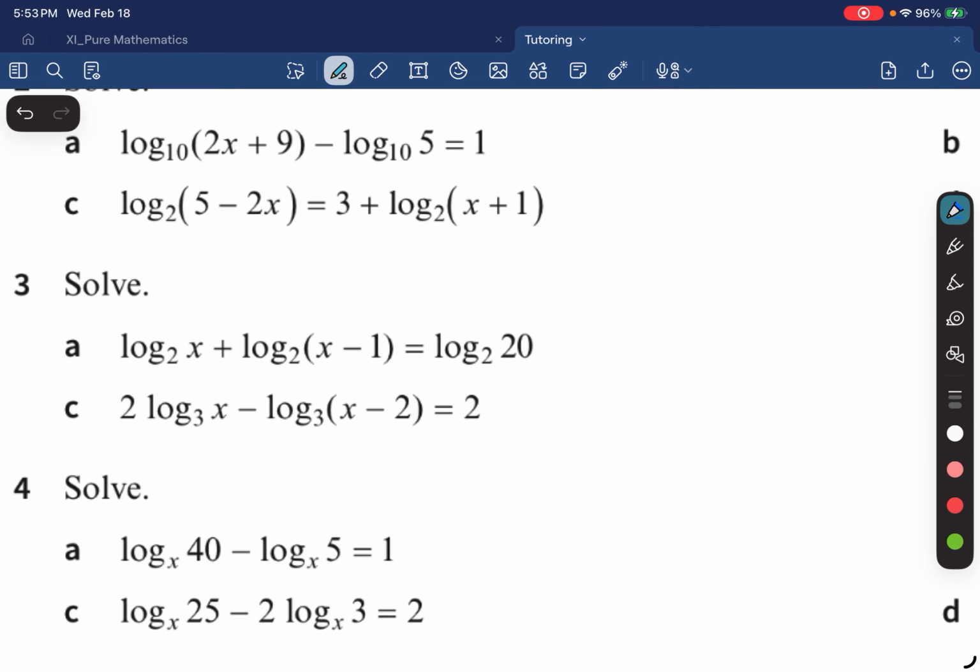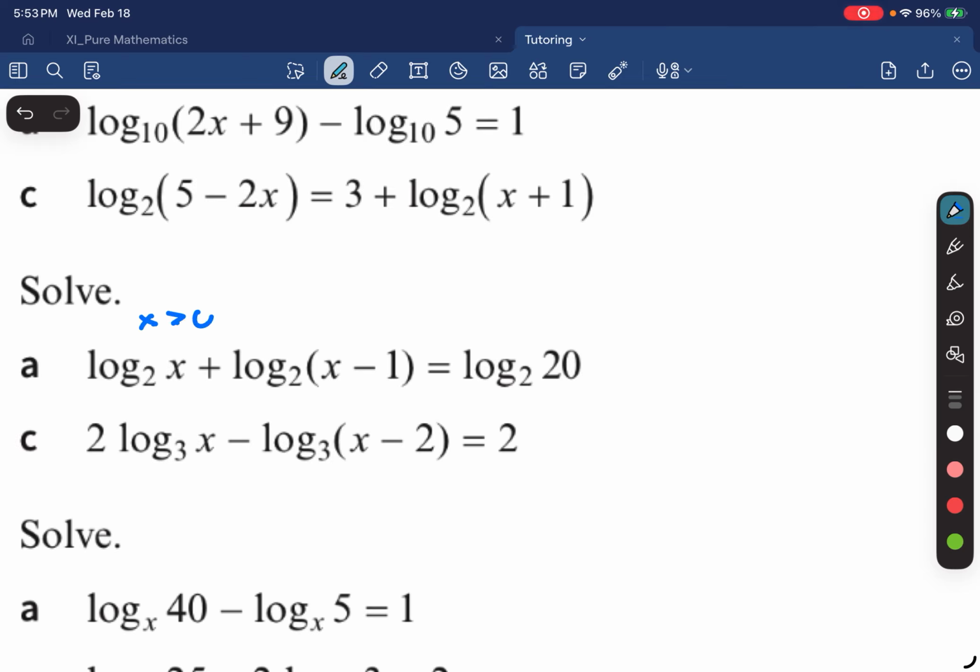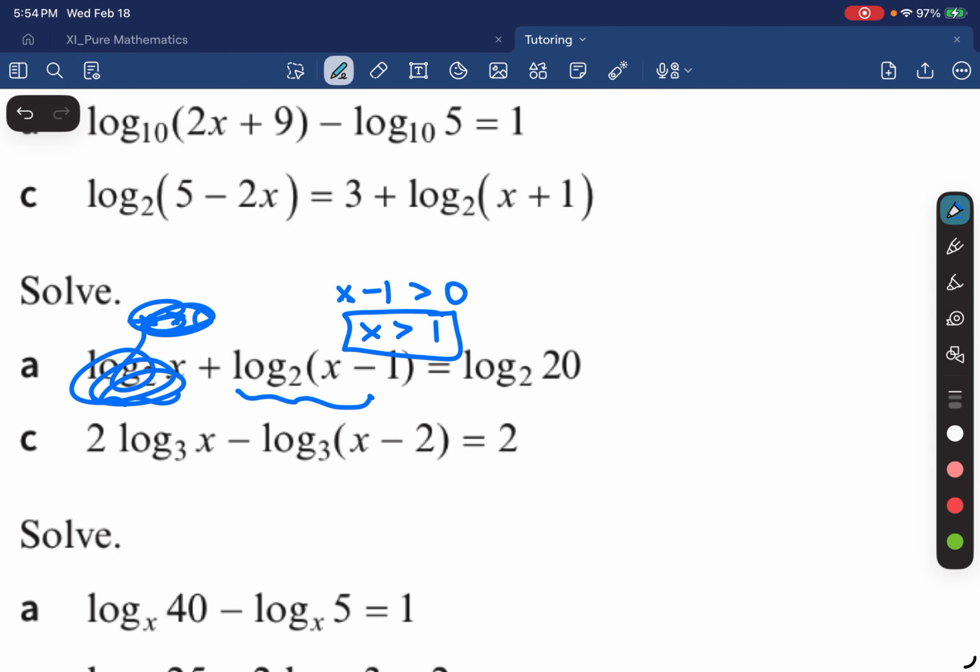Let's go to question 3. Here, the first part tells me x must be bigger than 0. The second part tells me that x minus 1 must be bigger than 0, or x must be bigger than 1. And if x is bigger than 1, it's definitely bigger than 0. So we don't really need to care about this part. We need x bigger than 1 for our final answer.